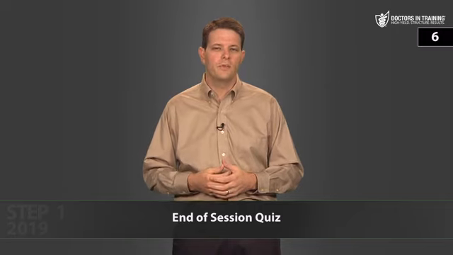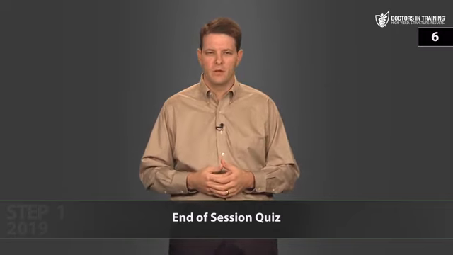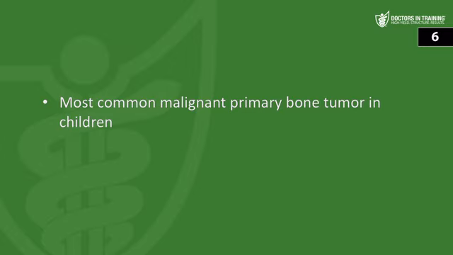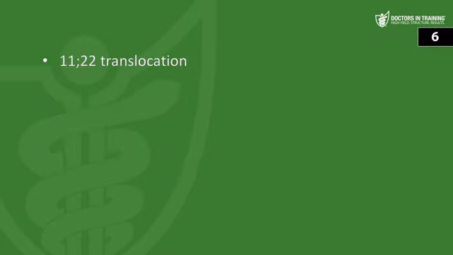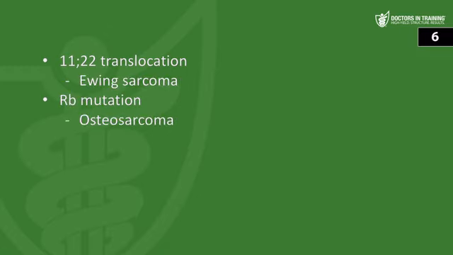Next, which primary bone tumor fits each of the following descriptions? The most common malignant primary bone tumor of children is osteosarcoma. Multiple myeloma, if you're going to count that as a bone tumor, is a disease of the elderly, not children. So osteosarcoma is most common. The most common benign bone tumor is an osteochondroma. The 11;22 translocation is associated with Ewing sarcoma. The retinoblastoma mutation is associated with osteosarcoma.